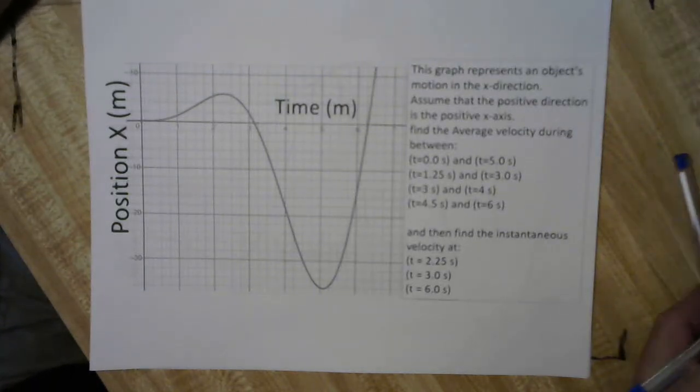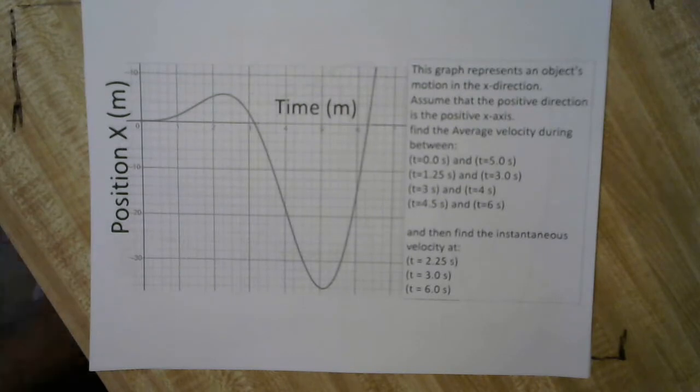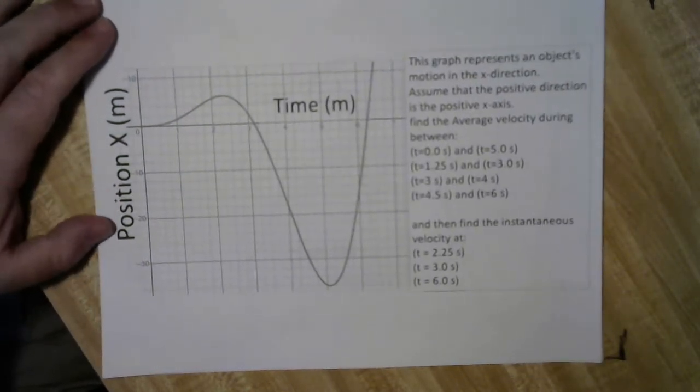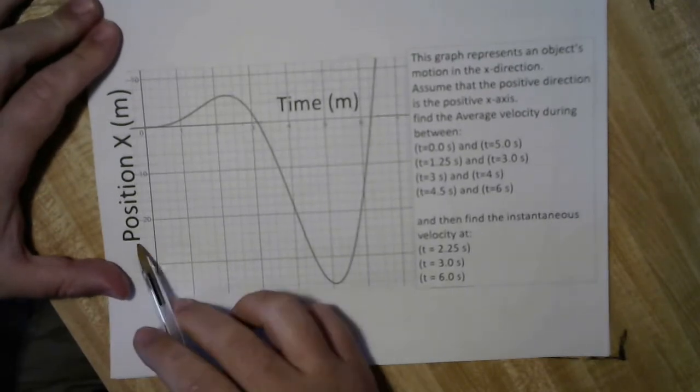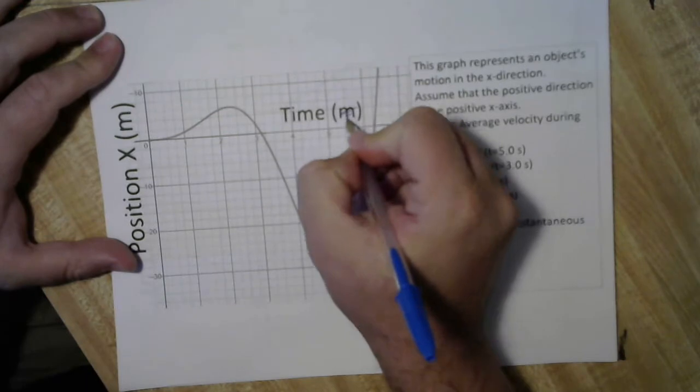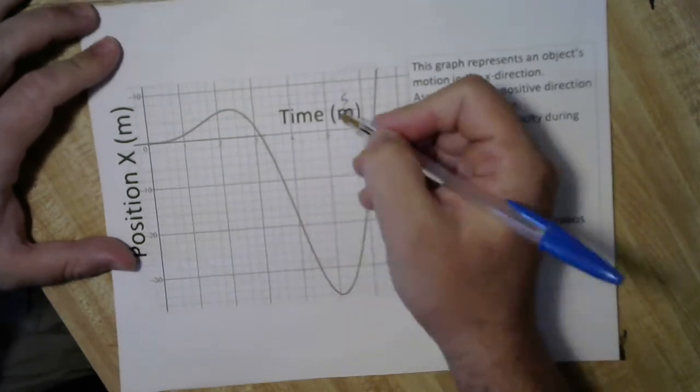Okay, now I will talk about graphical interpretation of average velocity. You can find this in the text on pages 24 and 25. We will use a graphic representation for position with respect to time. We have the time in seconds, not in meters.